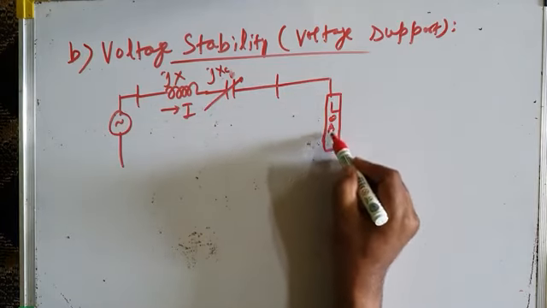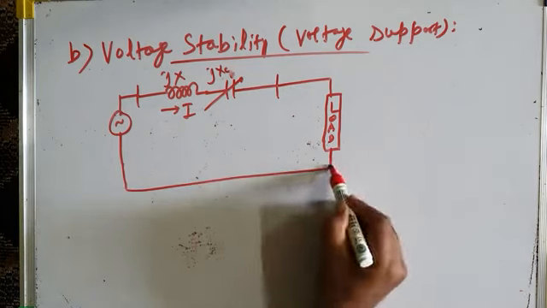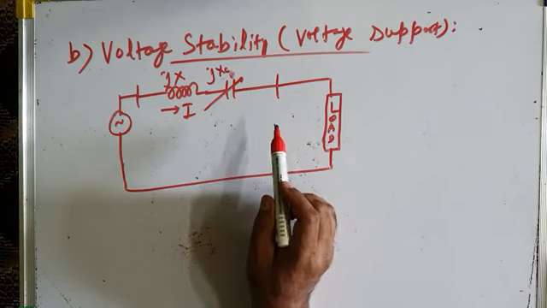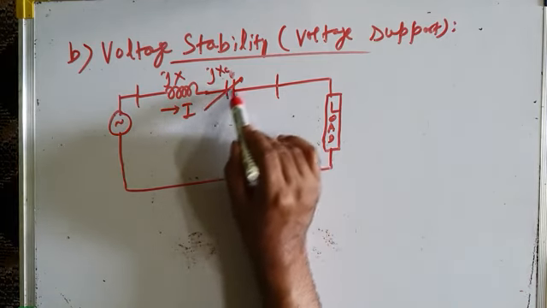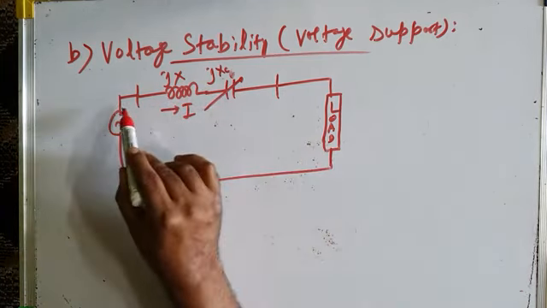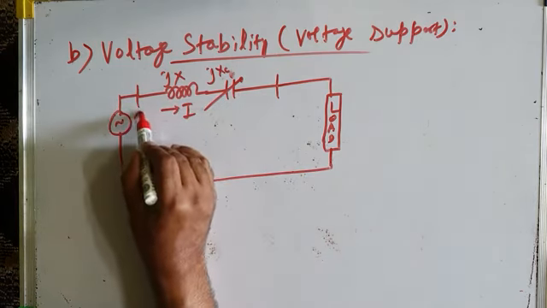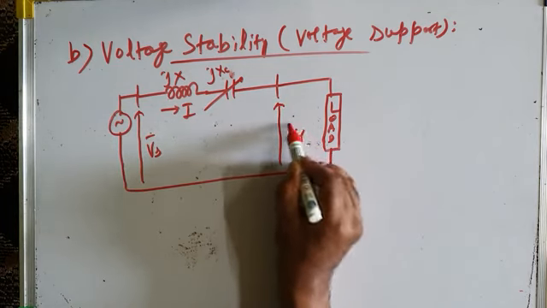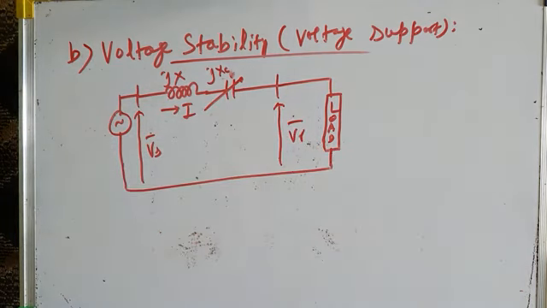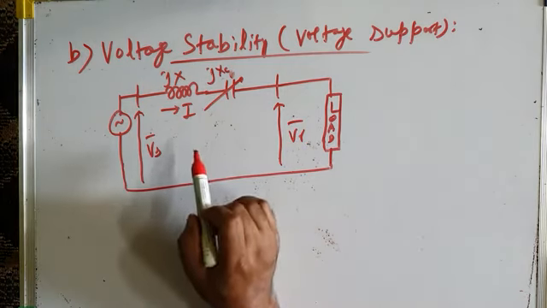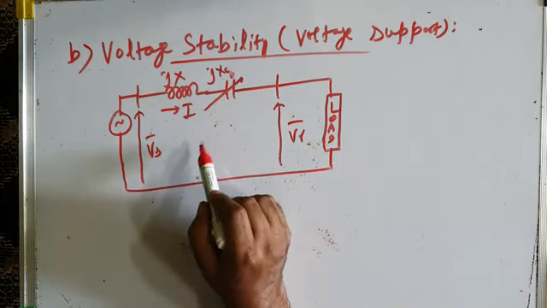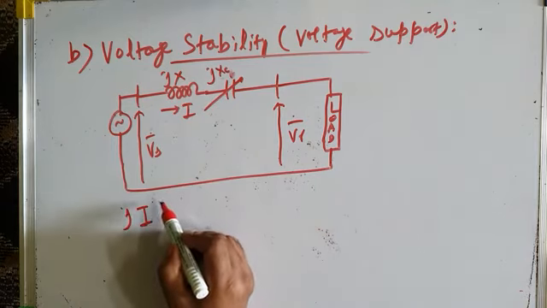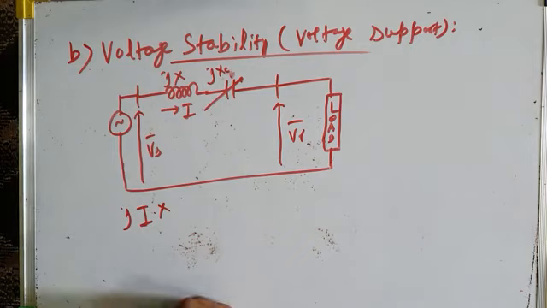In case of a shunt compensator with a radial system, the shunt compensator was connected across the load. But in case of a series compensator system, the series compensator, which may be a variable capacitor or a FACTS device, is connected in series with the transmission line. So this is our sending end voltage Vs, and this is the receiving end voltage Vr or load voltage. Now we can very clearly see that when series compensation is done, the voltage drop across the line is jIX.